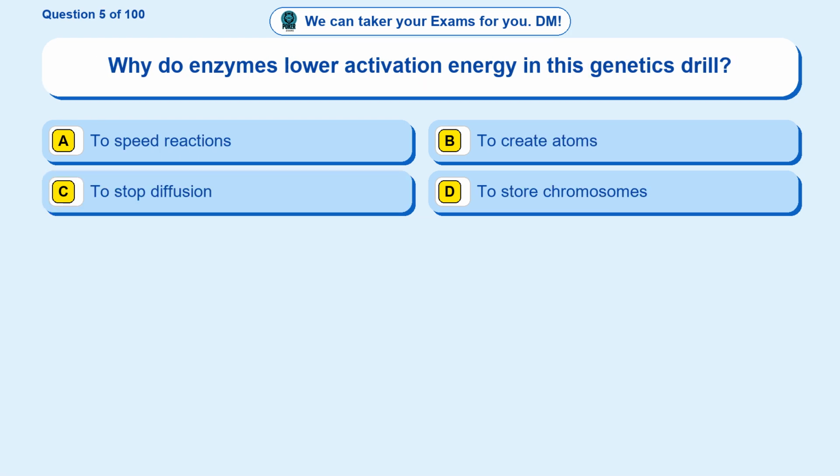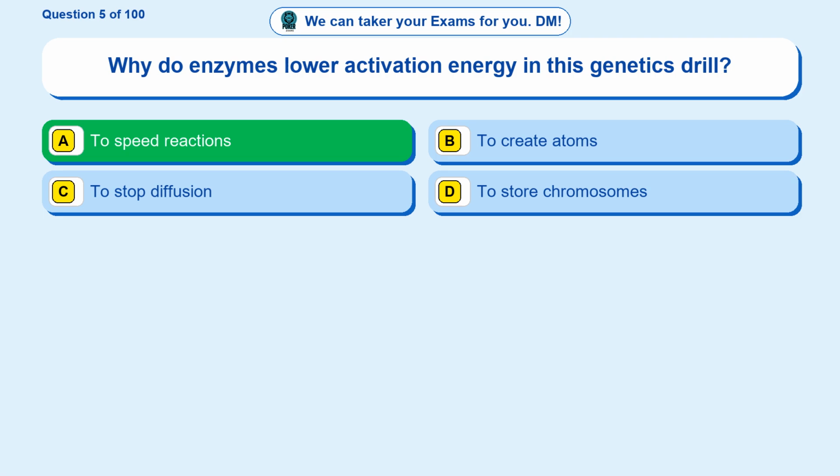Question 5. Why do enzymes lower activation energy in this genetics drill? Option A, to speed reactions. Option B, to create atoms. Option C, to stop diffusion. Option D, to store chromosomes. The correct answer is option A, to speed reactions.